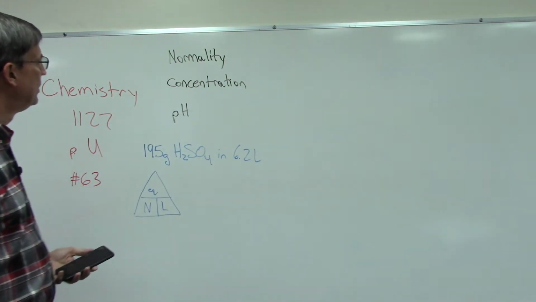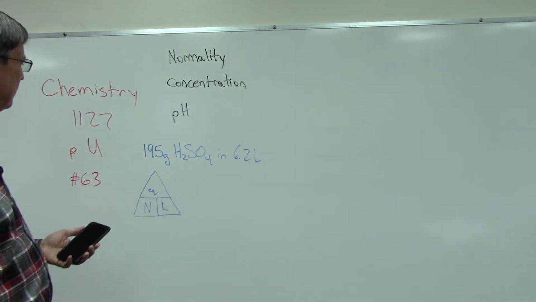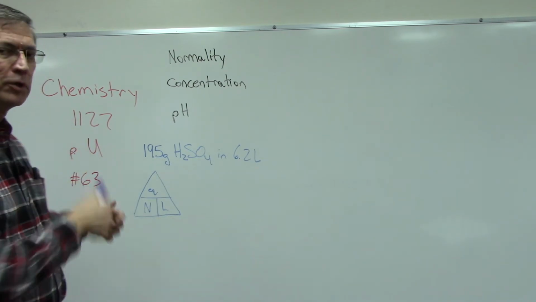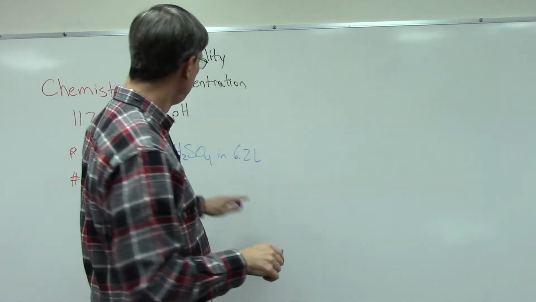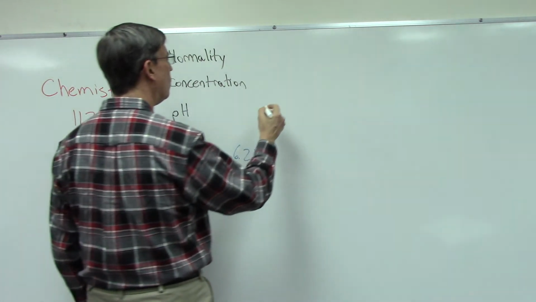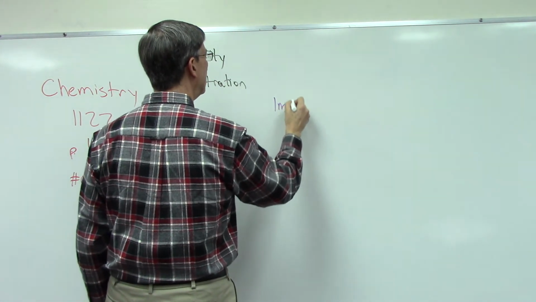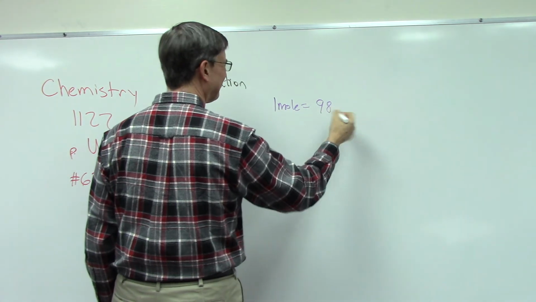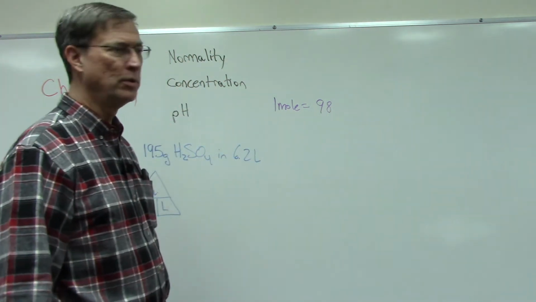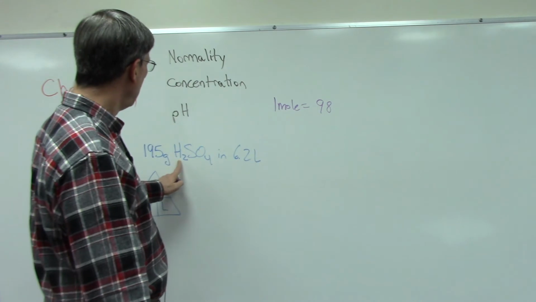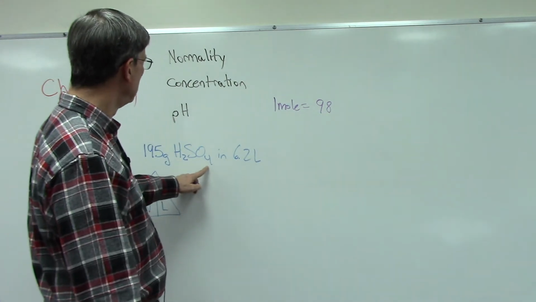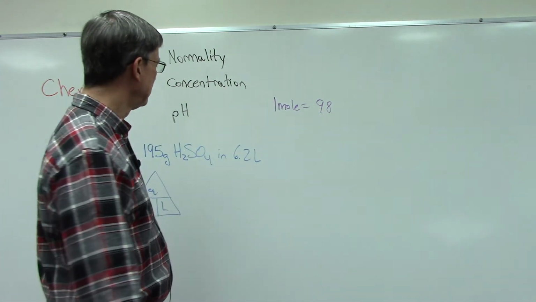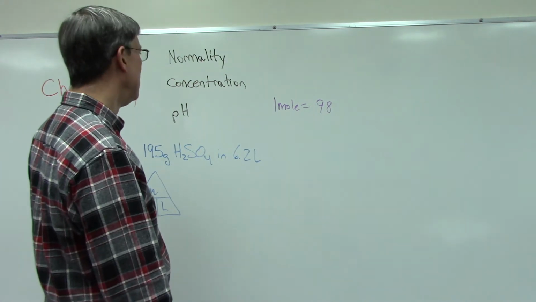Figuring out the normality. So first of all, we have to figure out, well, how many grams of H2SO4 are in 1 mole? And the answer is 98. I'll let you figure it out exactly. It's 98 point something, but we add up 2 hydrogens, 1 sulfur, 4 oxygens, add them all up, and let's say it comes out to 98, okay?